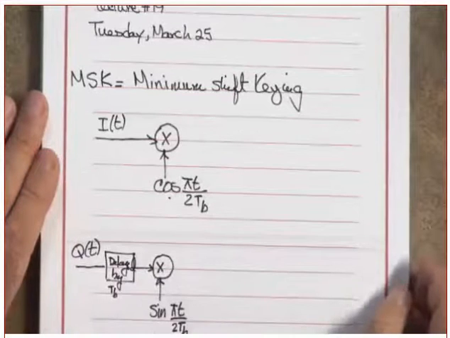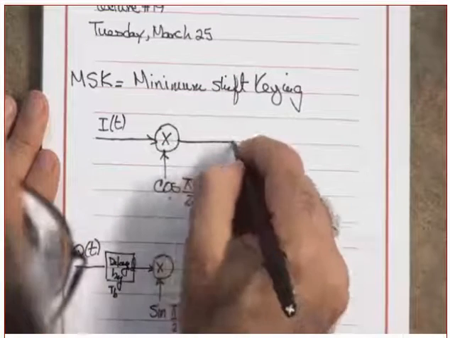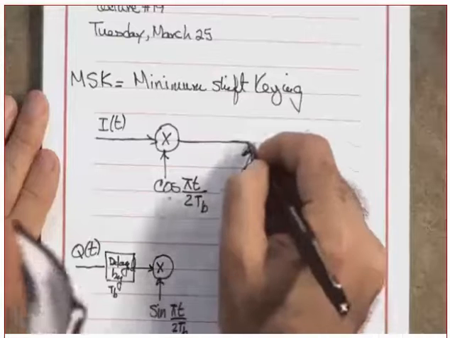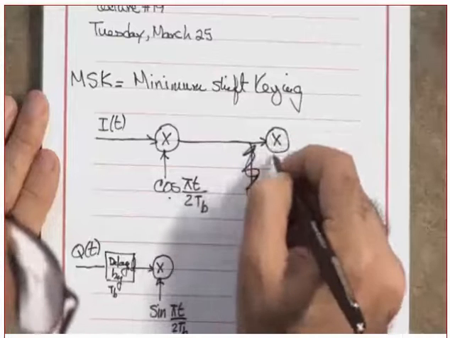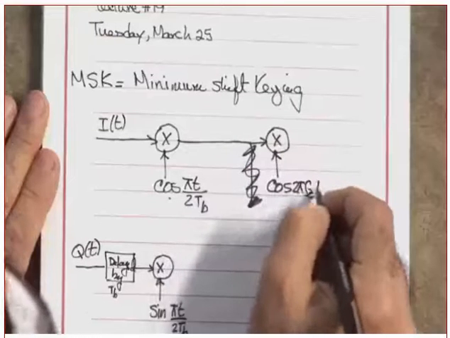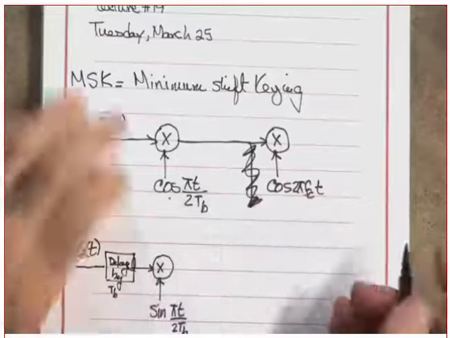Did you get it? Yes? Sinusoid. And then what do we do? One more, I'm sorry. What am I multiplying it with? Cosine 2 pi f_c t. What is this? That's the carrier signal now.